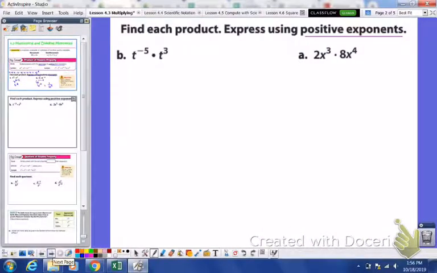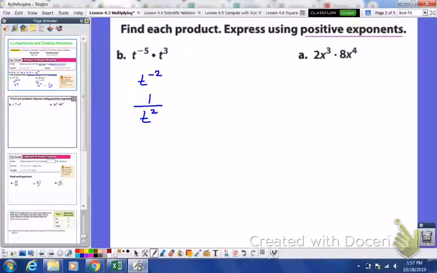Okay, so a couple more quick examples. Find each product expressed using positive exponents. So t to the negative 5 times t to the 3rd. So using that same idea as the last couple examples, but now involving variables. So if we just add these, negative 5 plus 3 gives us t to the negative 2, which we would then rewrite as 1 over t to the 2nd, so that we have a positive exponent.